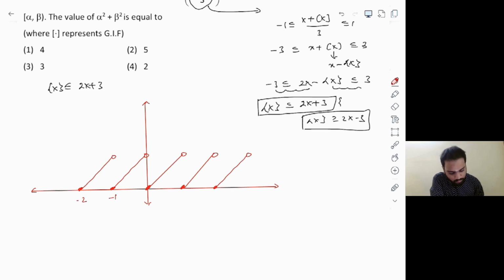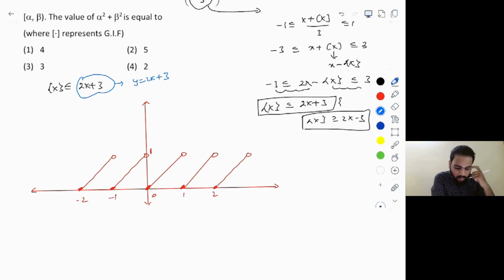We know these points as well: -2, -1, 0, 1, and 2. And this highest point is almost 1, not exactly equal to 1. And then I'm going to draw the graph of y = 2x + 3, the right hand side part. You know how to draw the graph of y = 2x + 3, right? Directly the x-intercept will be -3/2, so it will be passing somewhere here. And then it clearly passes through the point (-1, 1), which means this is your straight line.